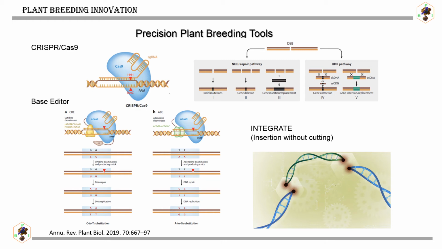Repair of the DSB by the error-prone non-homologous end joining pathway typically results in short insertions and deletions that can produce knockout mutations in protein coding sequences. When a template with regions of homology to sequences surrounding the DSB is available, the DNA damage can be repaired by homology-directed repair, HDR, and this mechanism can be exploited to achieve precise gene modification or gene insertion.